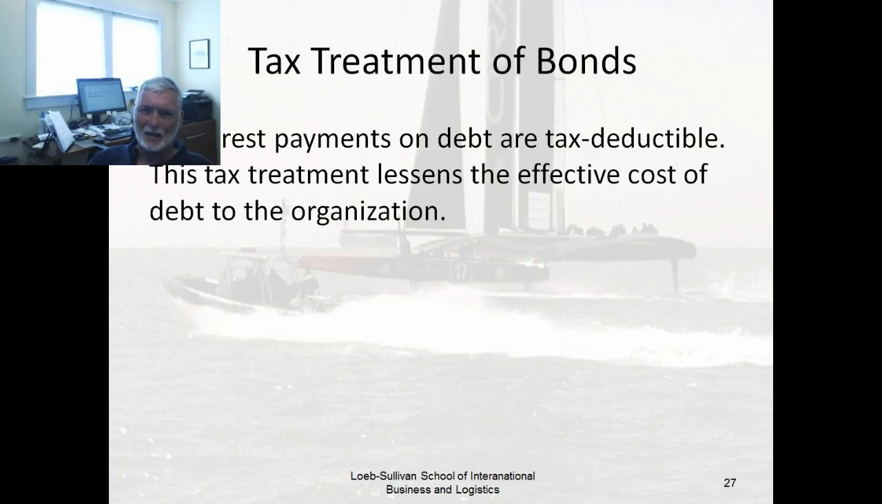So debt, because of our tax system, is more attractive than equity in many ways, because the cost of paying interest to a corporation is reduced. The person who receives the interest pays tax on it, just like they pay tax on dividends, but the corporation gets to deduct the cost of their interest from their taxable income. So it makes a big difference.